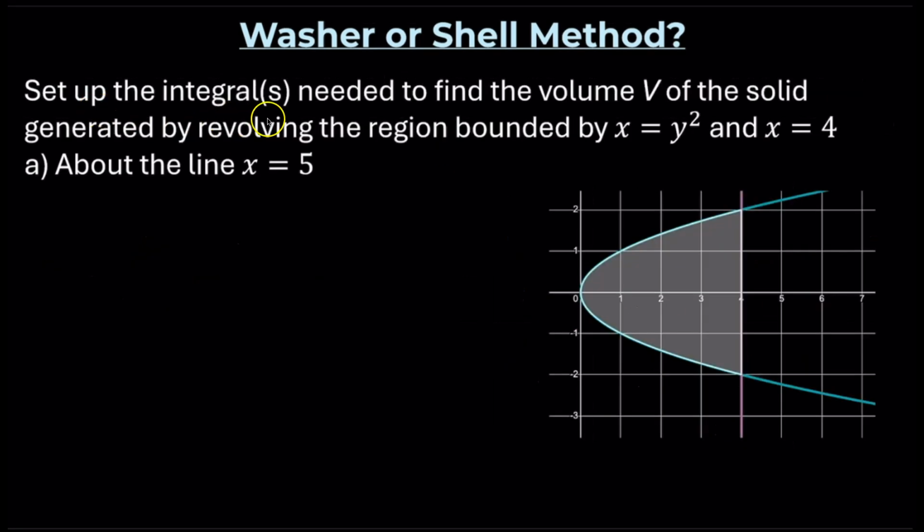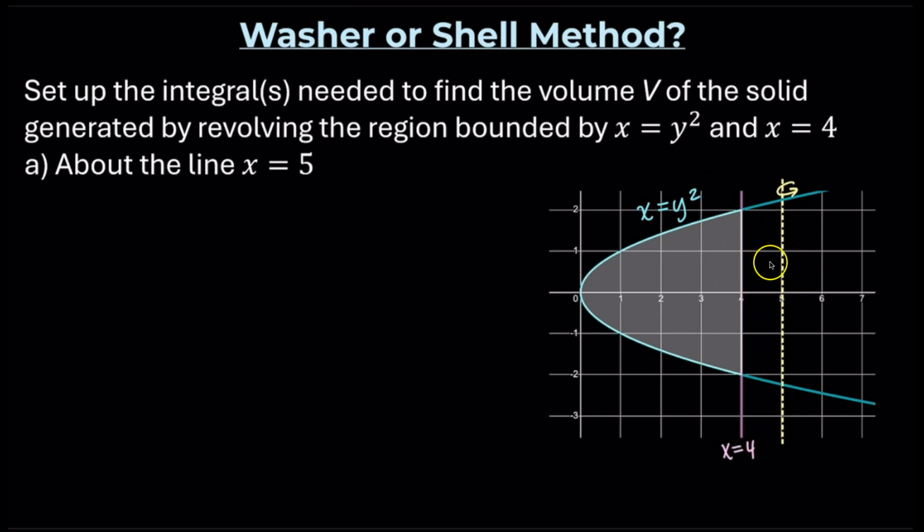And now let's set up the integral or integrals needed to find the volume V of the solid generated by revolving the region bounded by x equals y squared and x equals 4 in part A about the line x equals 5. So x equals 5 is a vertical line, and then x equals y squared is this sideways parabola that I'm going to label, and then the line x equals 4 is this vertical line.